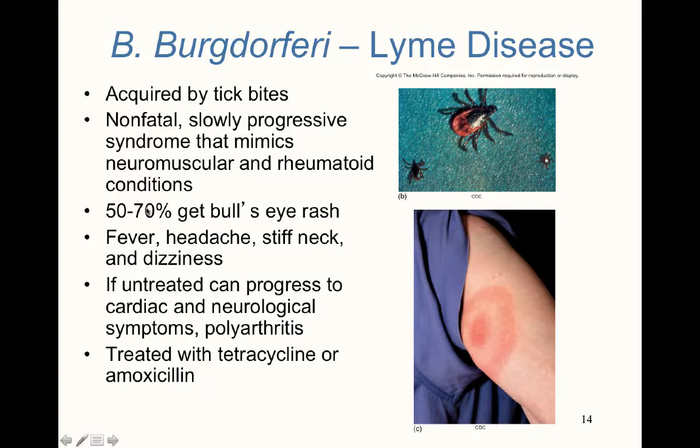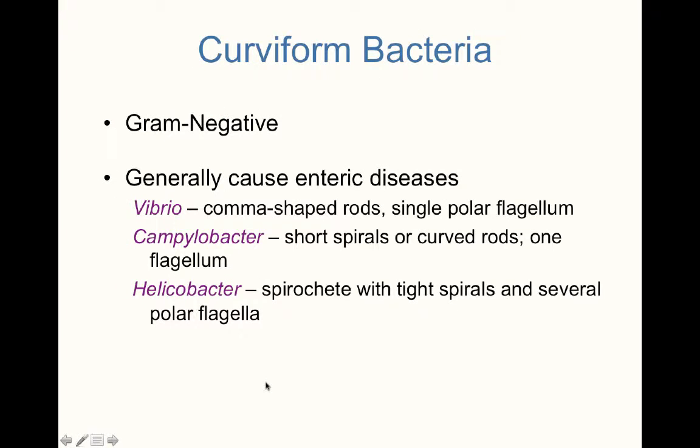Now, it's thought that a lot of people get the rash, but statistically 50 to 70% of patients will show this characteristic bullseye rash. Also fever, headache, stiff neck, and dizziness, and it's treated with tetracycline or amoxicillin. All right, on from the spirochetes to the curviform bacteria. So 3 genera here that cause enteric diseases: Vibrio, Campylobacter, and Helicobacter.